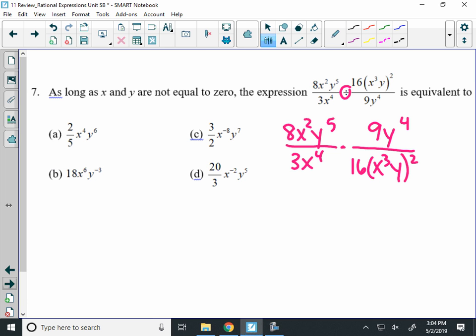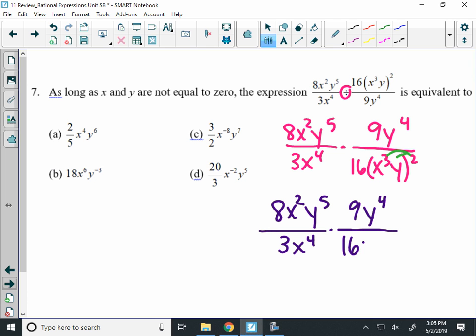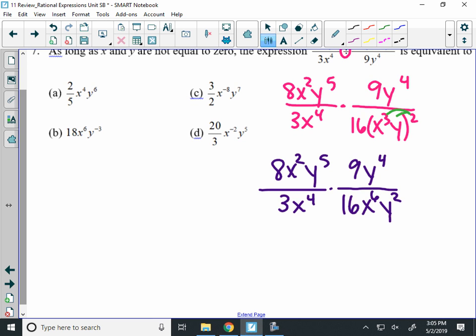So I need to simplify a whole lot of things here. First thing I need to simplify is this exponent. Okay, so I'm going to rewrite everything else the same. I'm not going to simplify anything yet. Times 9y to the 4th over 16x to the 6th y squared. Now, what I would do is start to cancel things, start to simplify a little bit. It's all multiplication, so I can start to cancel.